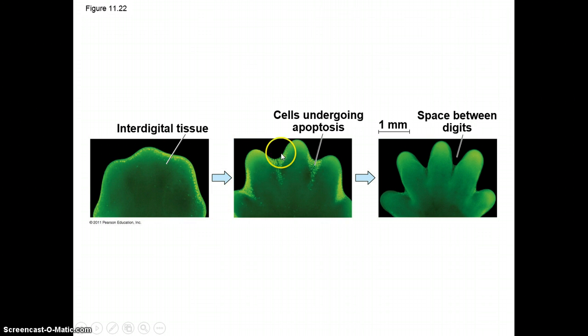And here you can see now you've got some fingers perhaps forming, or appendages forming because of the cell death that is occurring in these yellower areas. And then finally you're left with actual digits, 5 digits. And that's how that works.